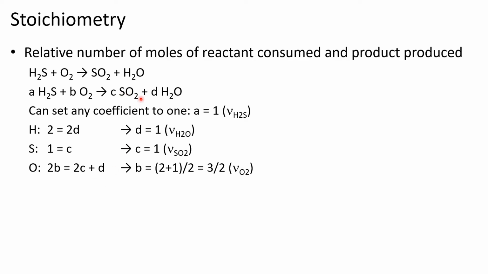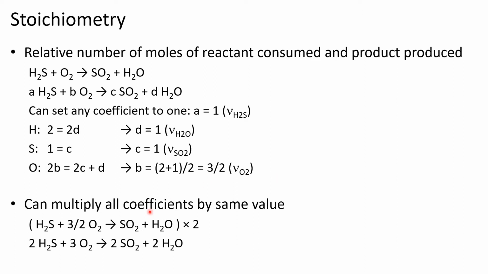We have 2 atoms that are present in each molecule of sulfur dioxide, so multiply 2 times C to get the amount of oxygen that appears in that particular product. And we're going to add to it the amount of oxygen that's in the water, which is going to be the coefficient of oxygen, which is 1 in water, times D. Since we know C and D, we can calculate B. And we find that B is 3 over 2, 1.5. That's the stoichiometric coefficient for oxygen.